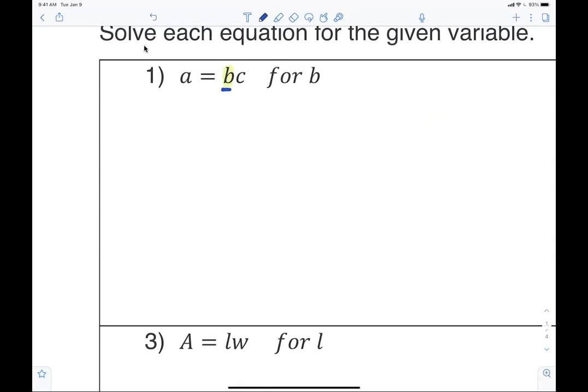So what's in the way? C. So what connects B and C, or how are B and C connected? So that's it, guys. I don't understand why that's so hard. I'm going to divide both sides by C, and I'm going to just show my work. Now, what happens to the two C's on the right side? They cross out. So B is equal to A over C. That's the answer. That's all there is to it.